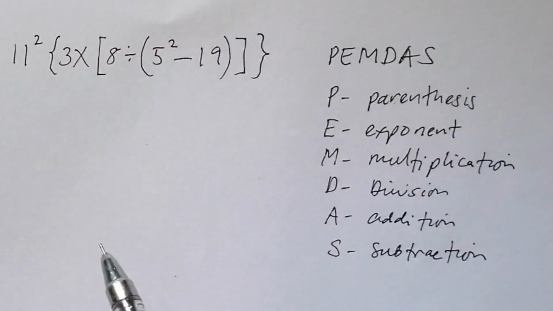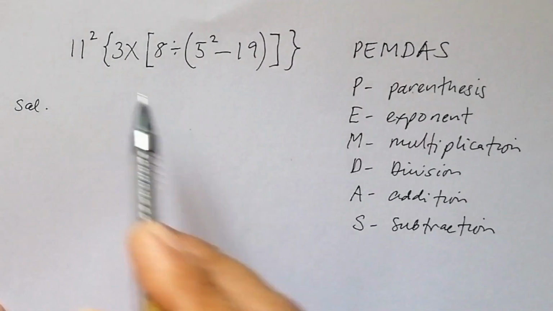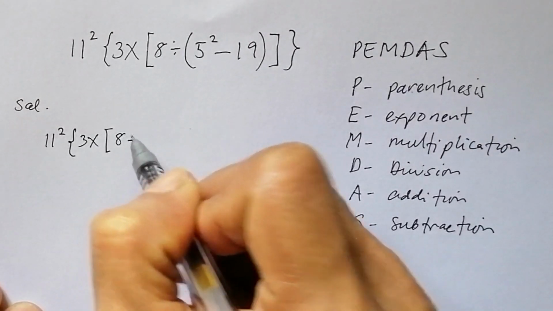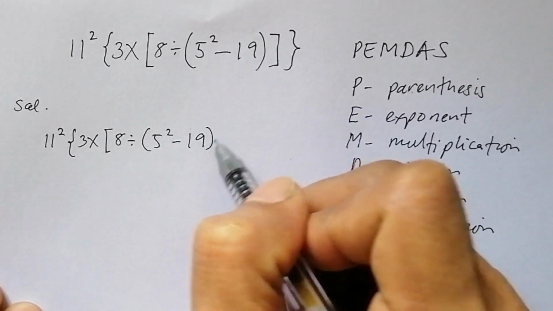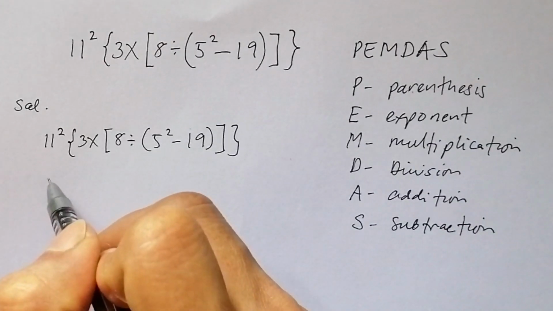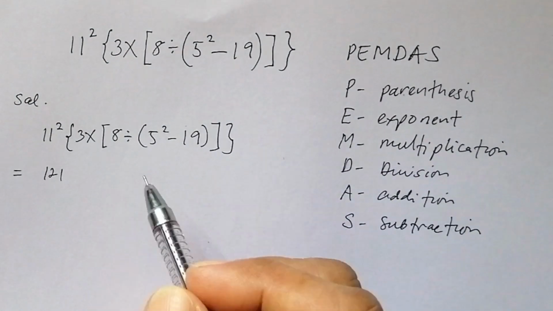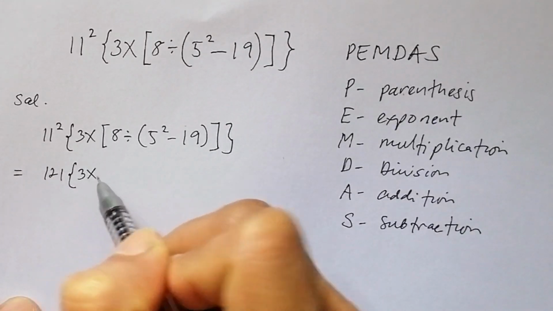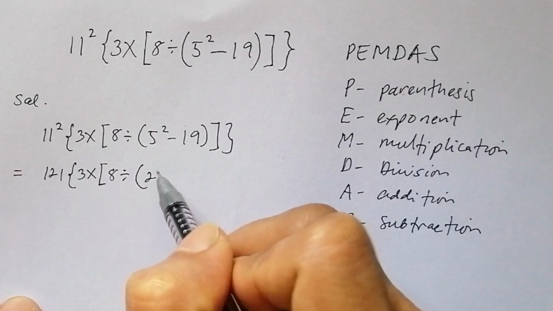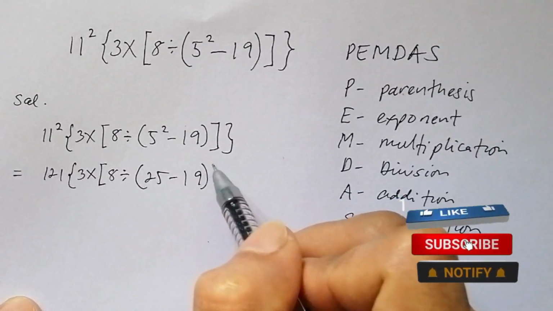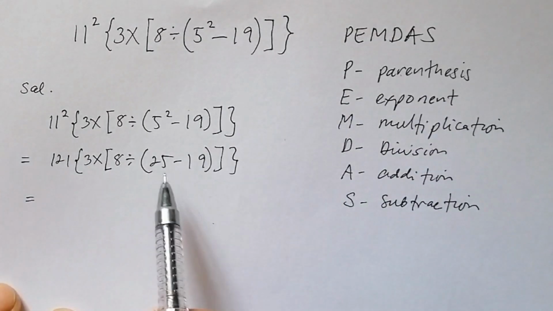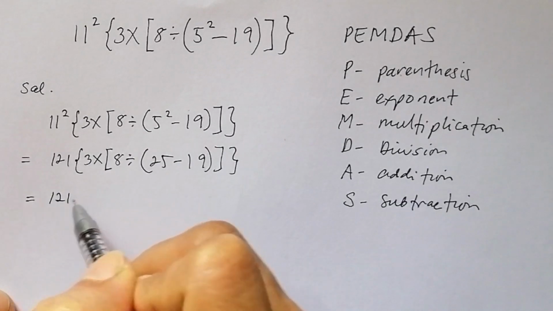Okay, let's begin. We will write first the problem. First, simplify the number with exponents. Second, solve the numbers inside parentheses.